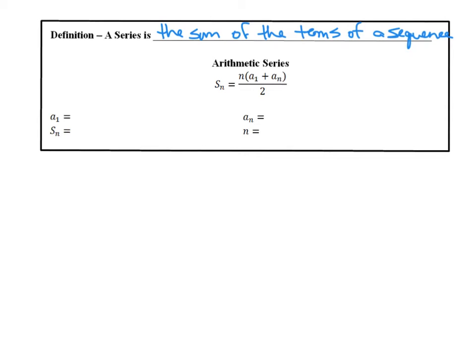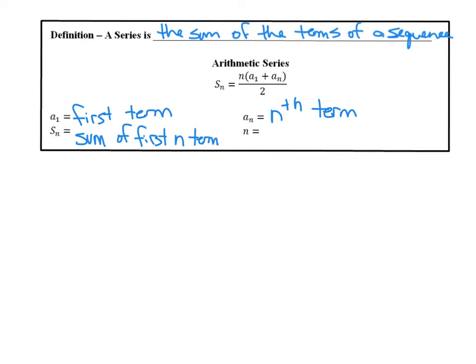We know that a1 stands for the first term of the sequence, and we know that an stands for the nth term. In terms of our sum, it's the last term that we're adding together. Sn stands for the sum of the first n terms, and n stands for the number of terms.